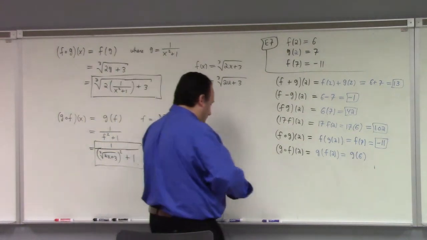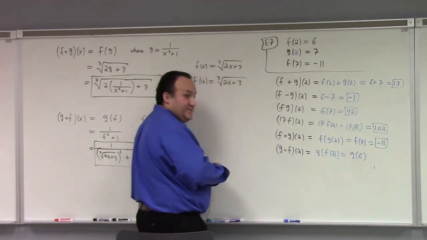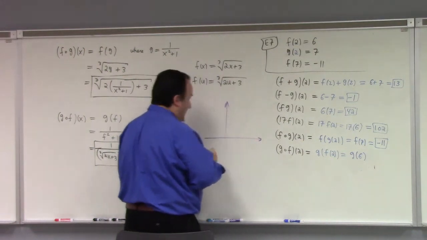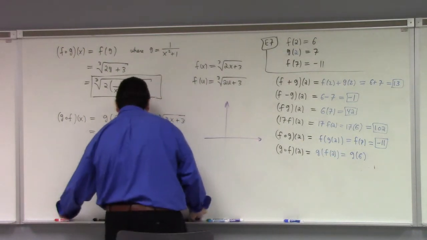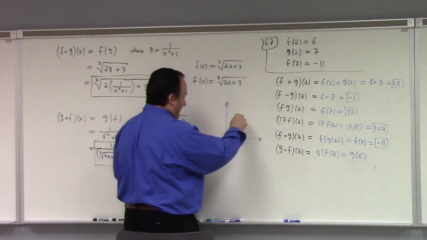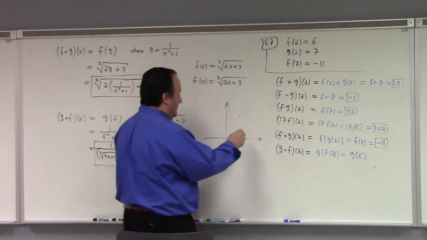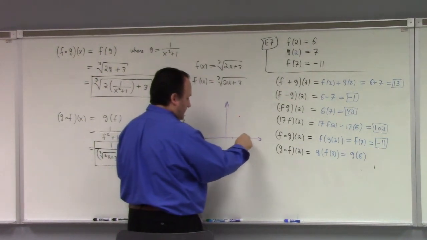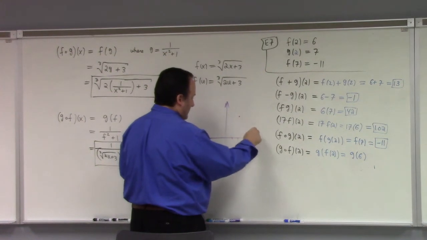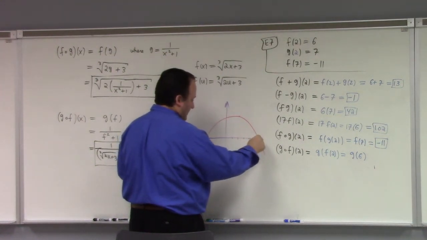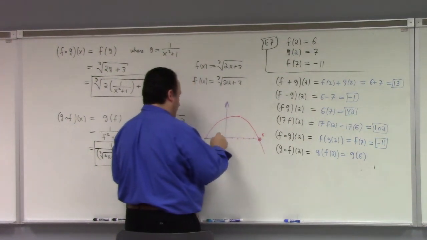Let me show you in a different way. What if we had a graph of g? What if the graph of g was given, and it looked like, well, g of 2 goes through 7, right? But g of 6, who knows where it goes? So maybe the graph of g looks like this. Right, so there's 6.